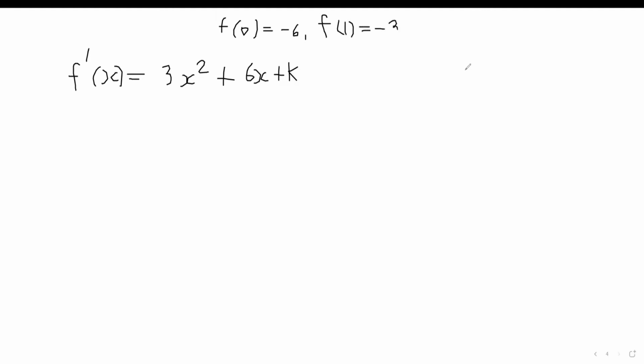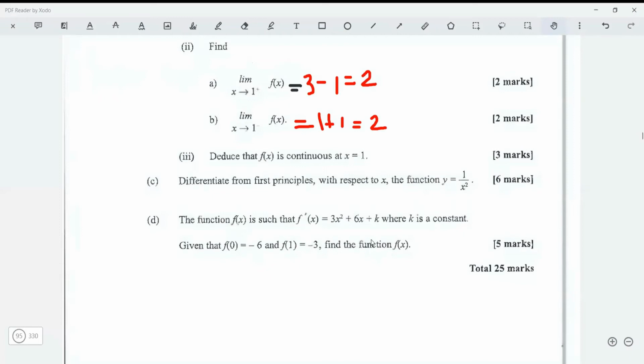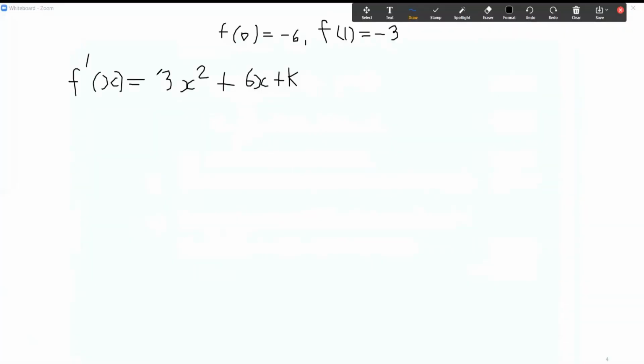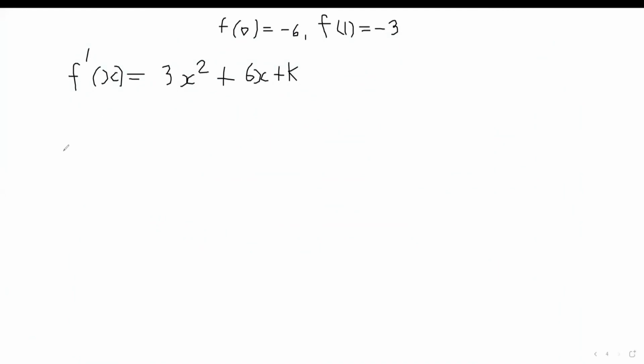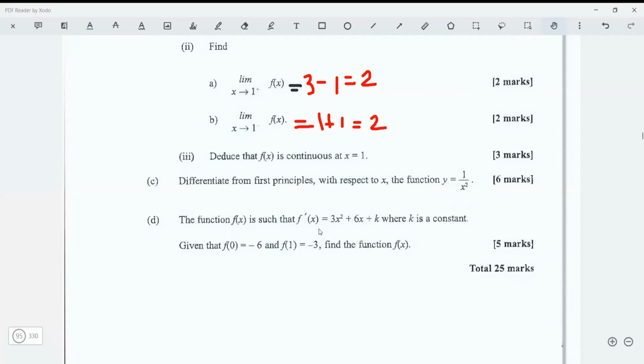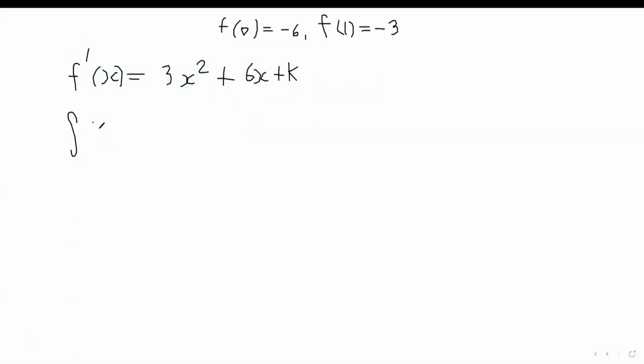Okay, no problem. So we just need to find out what is k, right? Just need to find k, that's all. Find the function f of x. Oh, we need to find the function, not just k. So the first thing we know is that since f prime of x is this, we have to integrate this to get f of x. That's the first thing we need to do. Integrate, all right? So let us integrate now f prime of x to find f of x.